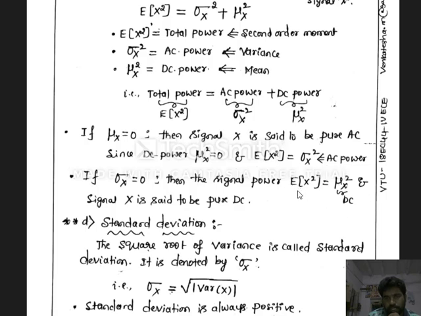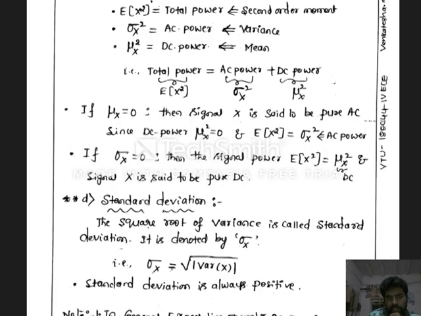That means if the second order momentum is equal to the square of the mean of the random variable, then the random variable x is a pure DC. If the second order momentum is equal to the variance of the random variable, then the type of the random variable is a pure AC signal.